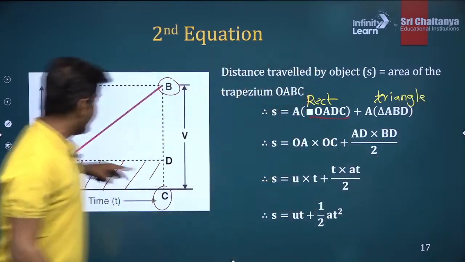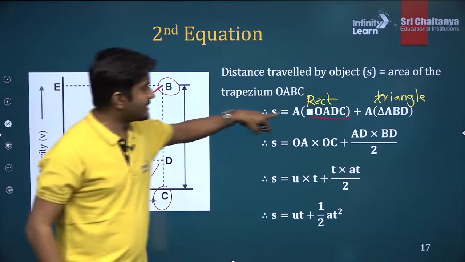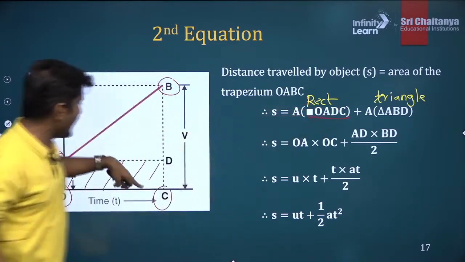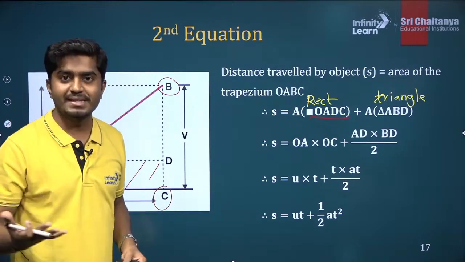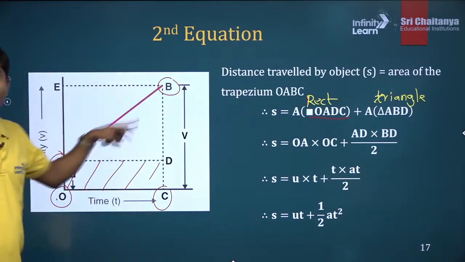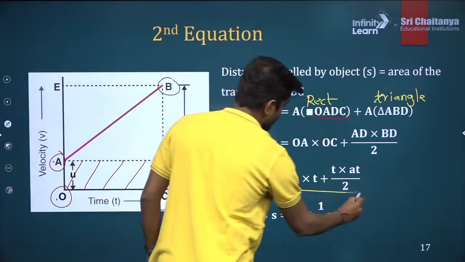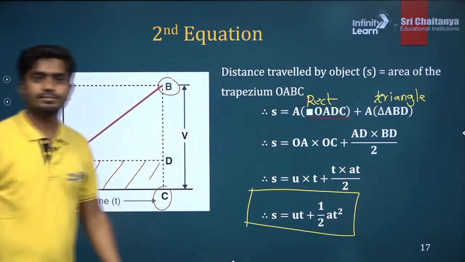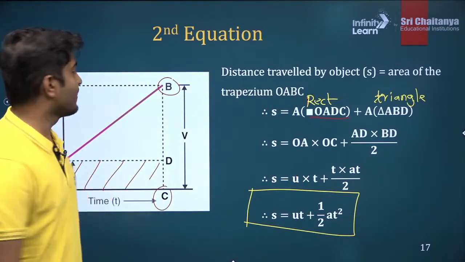Okay, this ABD is a right angle triangle, and this one is the rectangle. So area under the curve, you can either take the area of a trapezium or you can divide. This is a rectangle and this is the triangle. So this is how you get the second equation of motion. Clear?